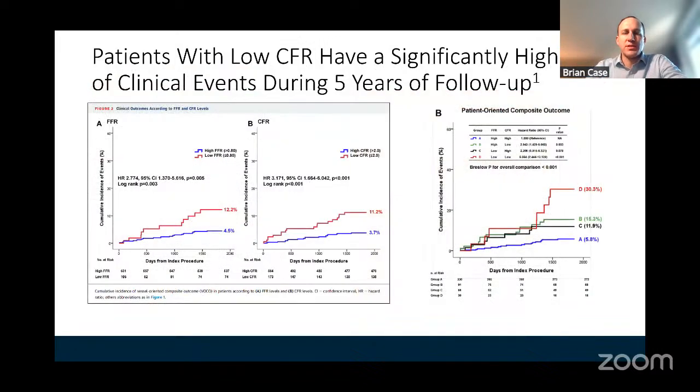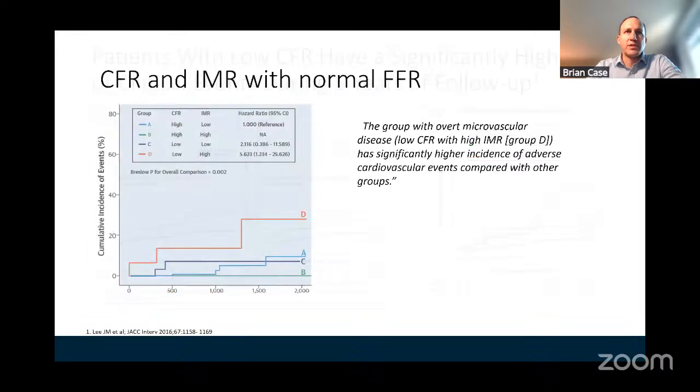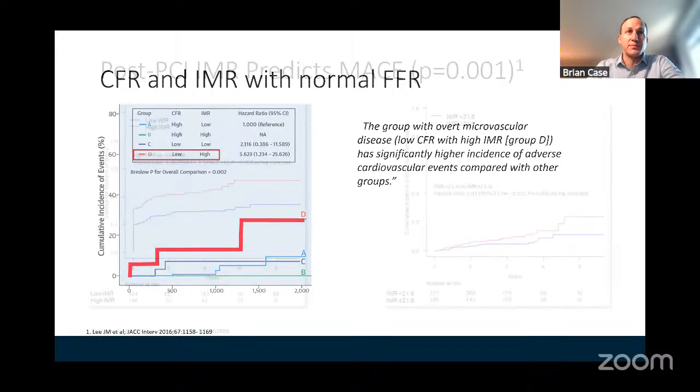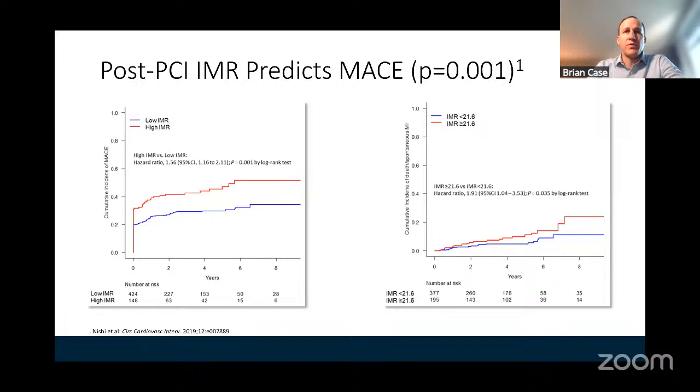The next couple of slides just demonstrate what we know, that patients with coronary microvascular dysfunction have significantly higher clinical events. It's shown that patients who have decreased CFR have increased clinical events, and specifically patients with low CFR, high IMR, our structural CMD patients, have increased major adverse cardiovascular events up to 5 years. Post-PCI patients, if you have a beautiful PCI to the proximal LAD, but your patient has residual increase in their IMR, they're at increased risk for MACE up to 5 years after the procedure.